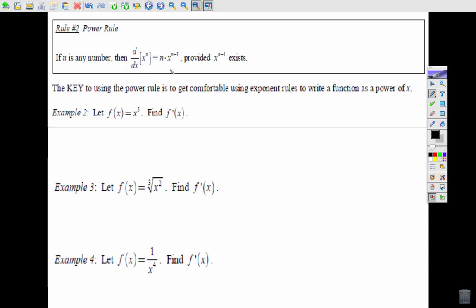Well, using this rule that we have right here, our f prime of x would simply be equal to, what happens? The n, the exponent, comes down and is our coefficient in front, so that 5 is now in front, times x to the n minus 1 power. So we're to the 5 minus 1 power. What does that give us? That gives us 5x to the 4th.